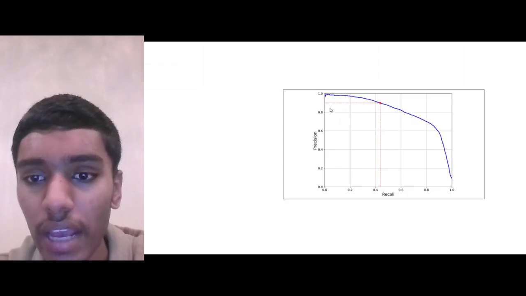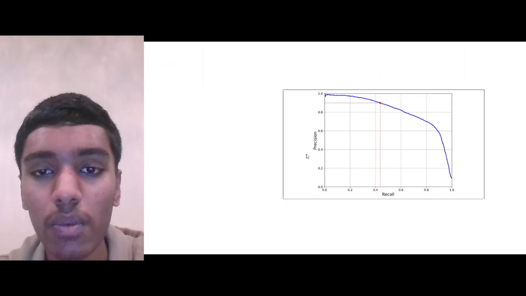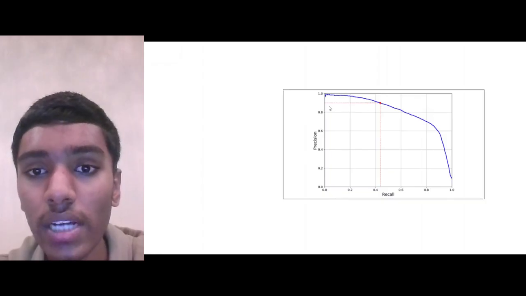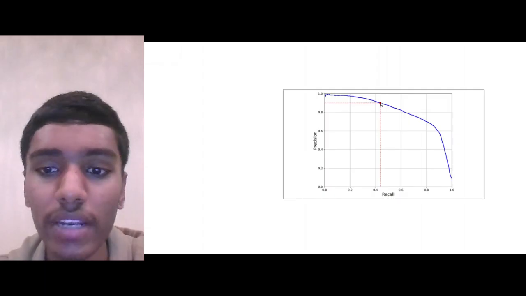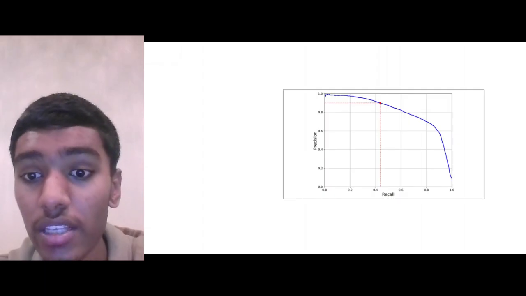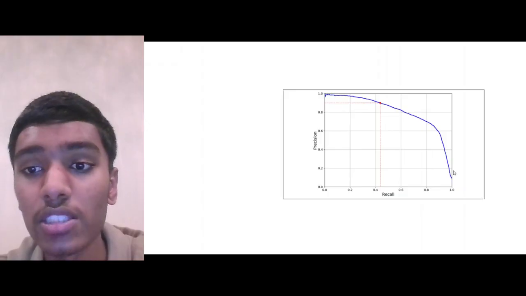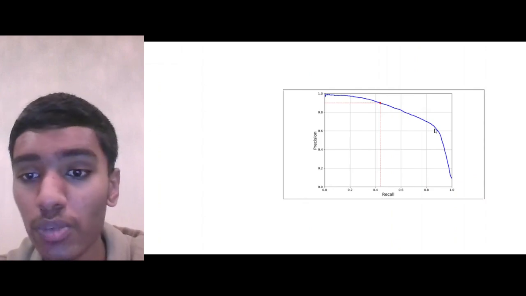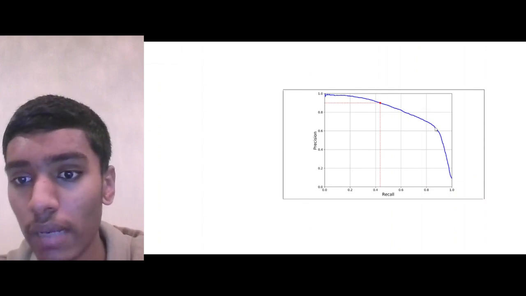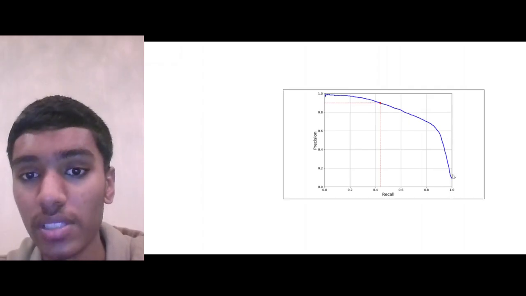So you have recall on the x-axis, precision on the y-axis. Once your recall goes above roughly 0.4 or so, then your precision really begins to drop extensively, right? And you really begin to see a drop once recall reaches 0.9. So between 0.9 and 1, you see a massive drop in precision.